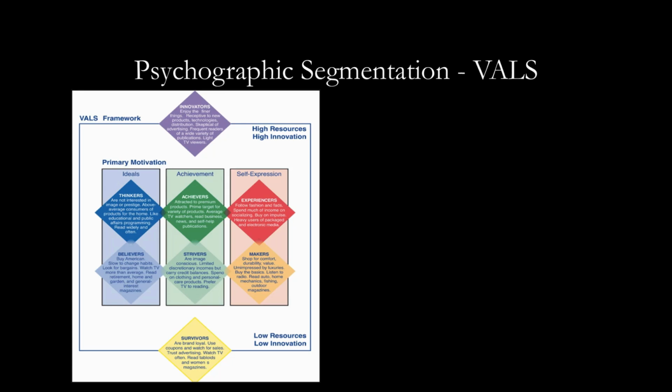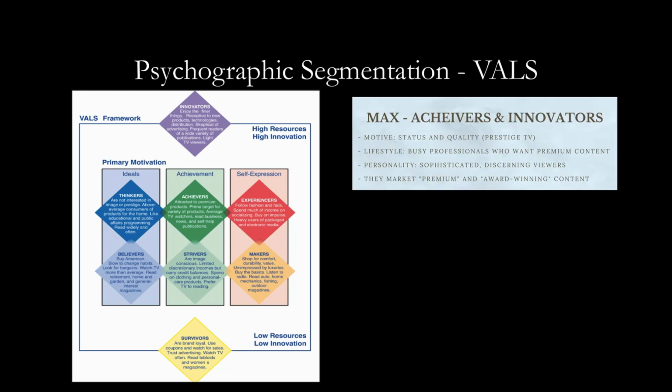Let's see how psychographic segmentation applies to streaming. Max targets achievers and innovators. Motive, status and quality. Lifestyle, busy professionals who want premium content. Personality, sophisticated, discerning viewers. They market premium and award-winning content.